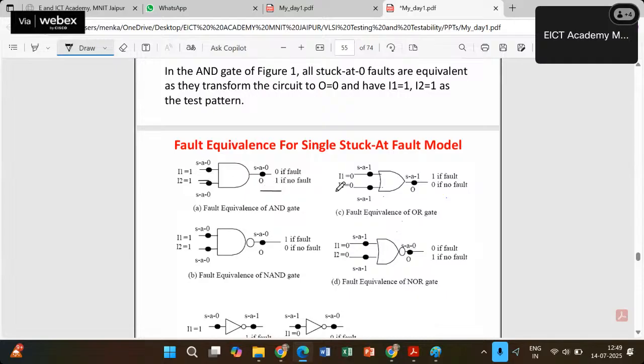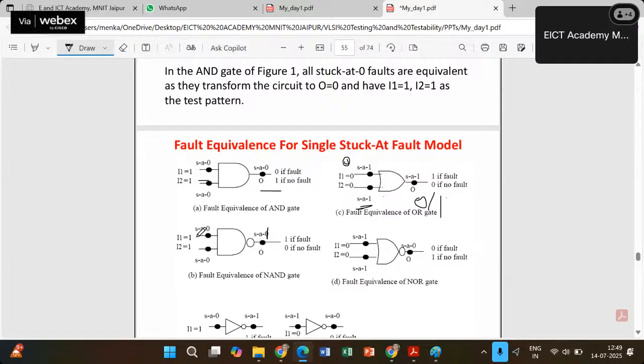Likewise, for the OR gate, we can have stuck at 1 faults which are equivalent, because the non-controlling input for the OR gate is 0, right? Non-controlling input is 0 and the other one is stuck at 1. So we were expecting 0, 0 input and we were expecting 0 at the output. But since the stuck at 1 fault is going to make it 0/1, like that.